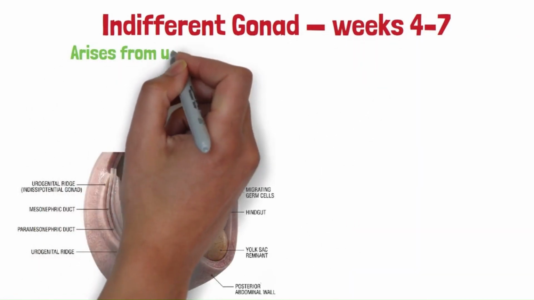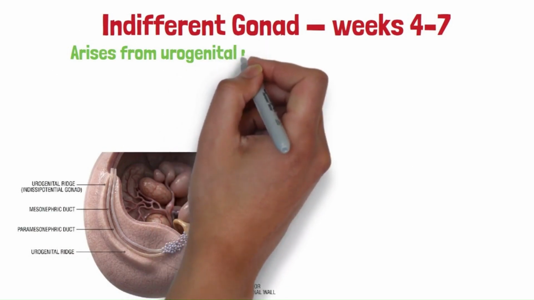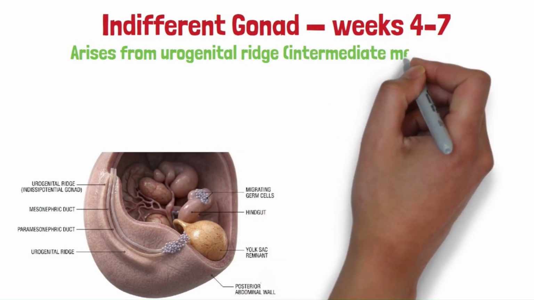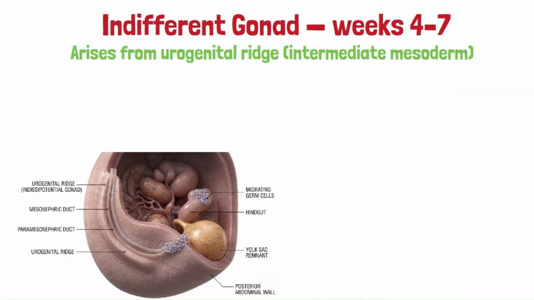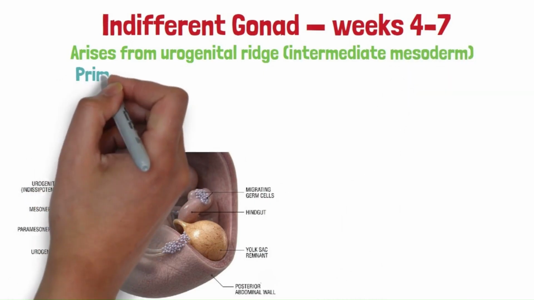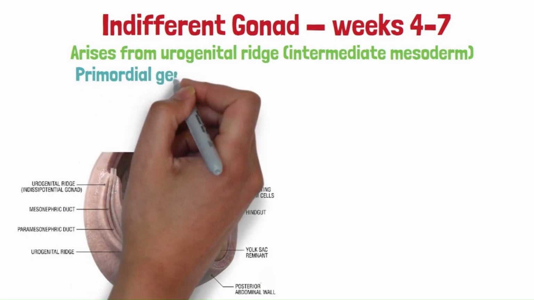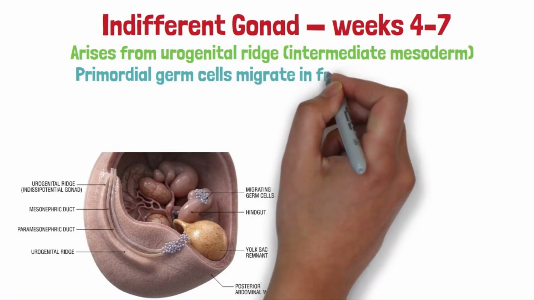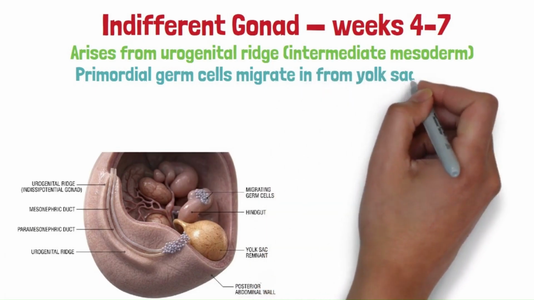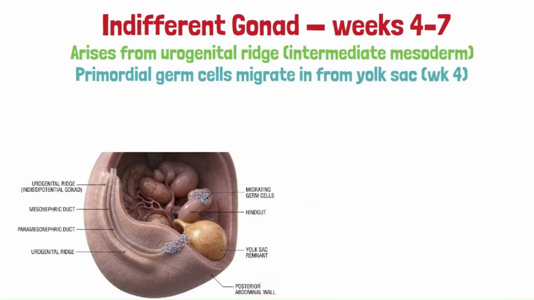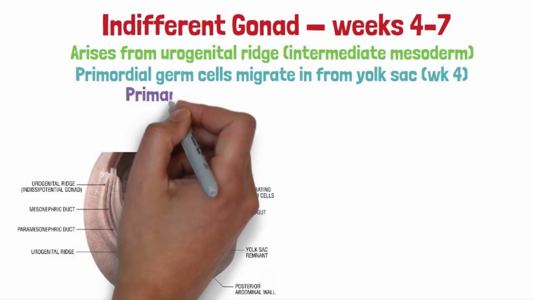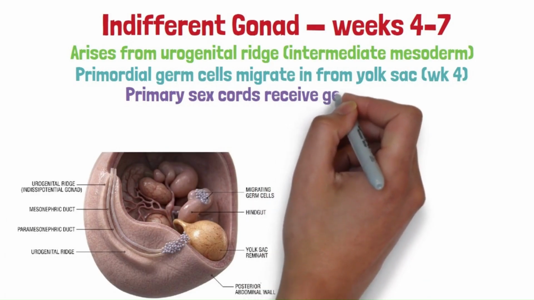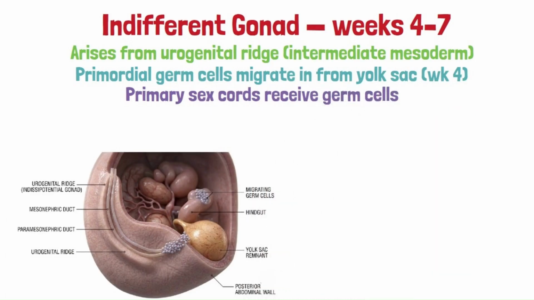Between weeks 4 and 7, every embryo, regardless of chromosomal sex, builds the same starting structure. The gonads come from the urogenital ridge, a thickening of intermediate mesoderm, and at this point they are bipotential, identical in both sexes. Remember those primordial germ cells from the yolk sac. In week 4, they migrate in and colonize this ridge.